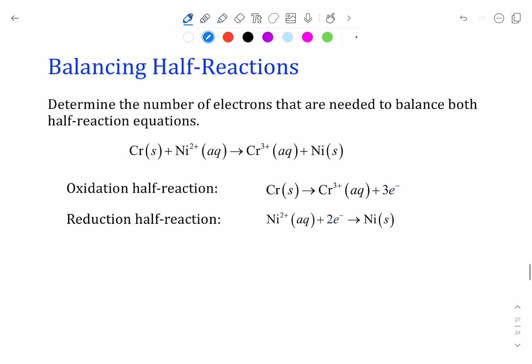So we have to determine the number of electrons that are needed to balance both half reaction equations. Look at these two equations and think of the factor that you would have to multiply each reaction by in order to have balanced electrons. That doesn't need to be the same number, okay? You can multiply the first one by one number and the second one by another in order to balance out your electrons. So think of how you would do that.